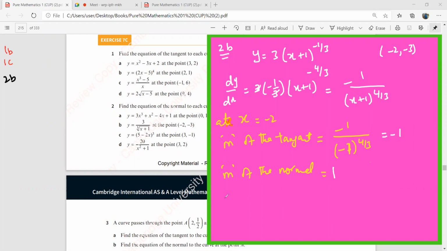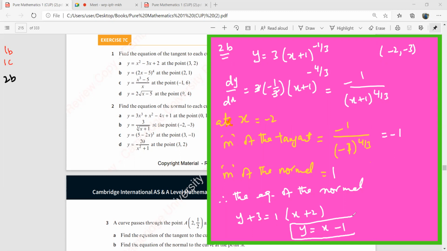So now the equation. Therefore, the equation of the normal: y minus y1 equals m into x minus x1. So this is y is equal to x minus 1. That is the equation of the normal in this 2b.